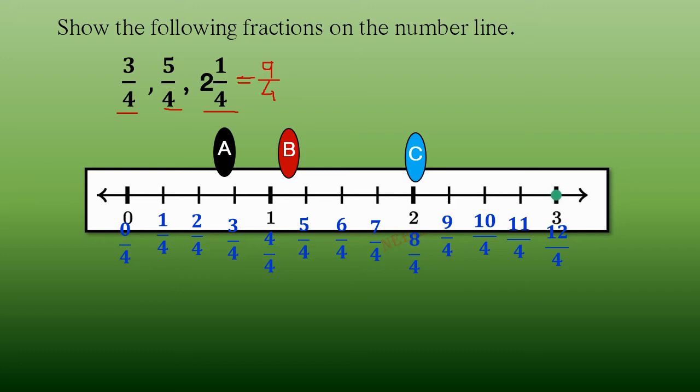So in this way, if the fractions are given and you have to show them on the number line, first look at the denominator, and what you have to do, divide every unit into equal parts as in the denominator. So in this way you can show the fractions on the number line.